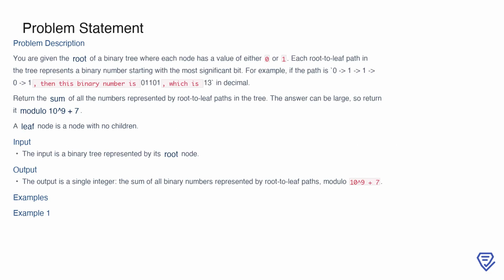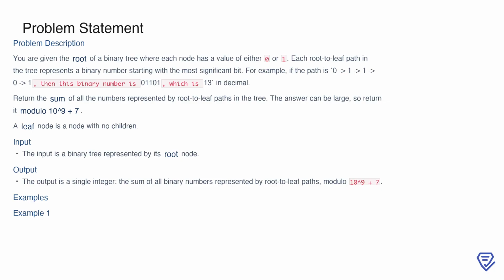In this problem, we are working with a binary tree where each node holds either a 0 or a 1. Every path from the root to a leaf node in this tree forms a binary number. For example, if we follow a path like 0-1-1-0-1, it represents the binary number 01101, which is equivalent to 13 in decimal. The task is to calculate the sum of all these binary numbers formed by root to leaf paths.